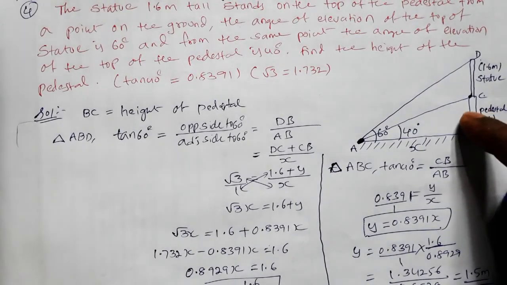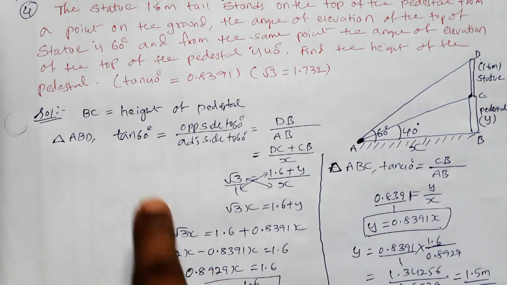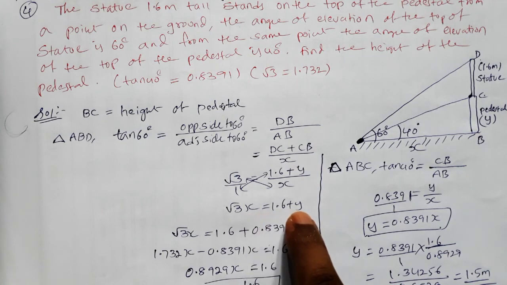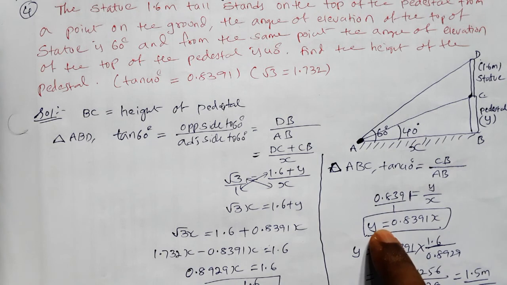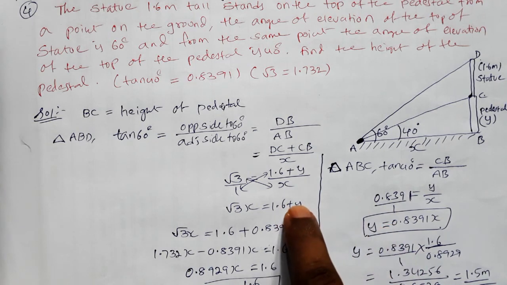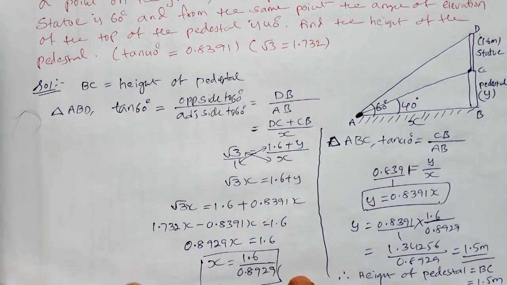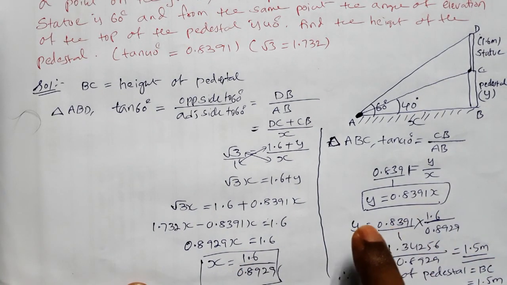That's it. Observe this carefully. We have to draw the diagram and apply tan 60. You will get root 3x equals 1.6 plus y. Then apply tan 40, you will get the y answer. This y answer substitute here, get the x answer. The x answer again substitute here. Finally you will get the y answer. That's it. Thank you.